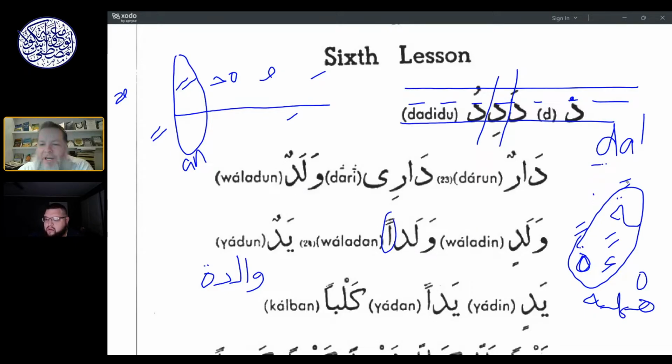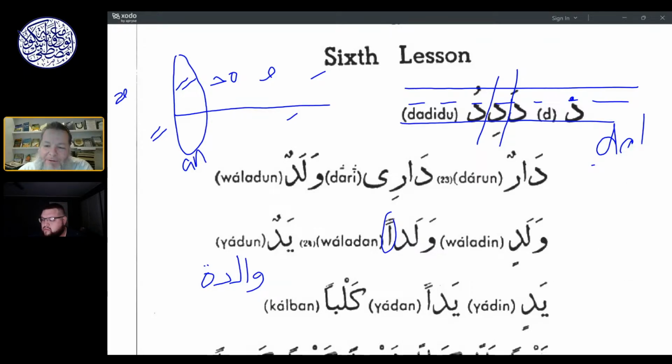Right? You're not going to have the fathatain without the aleph. And we're going to learn that here right now a little bit. And then when we get to the hamza, it'll be even clearer, inshallah ta'ala. Is all that kind of clear? Yes.